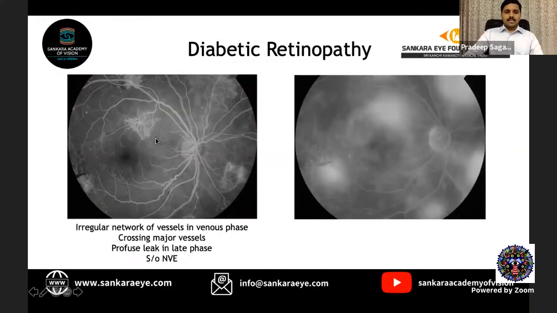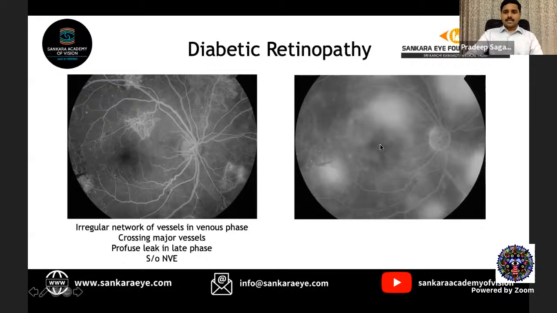Here we can see that there are multiple irregular network of vessels in the venous phase, which are crossing the major vessels. So here we can see that there's a network of vessels which is crossing the major vessel. And in late phase, we see there is a profuse leak from each of these irregular network of vessels. So it is suggestive of neovascularization.